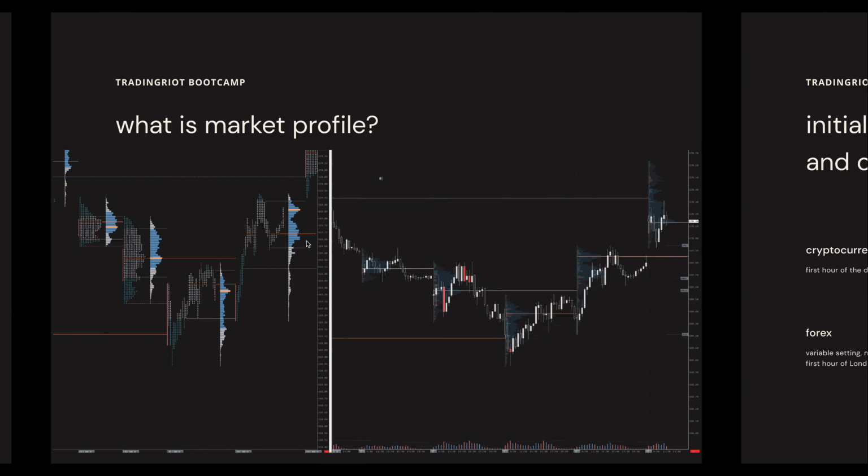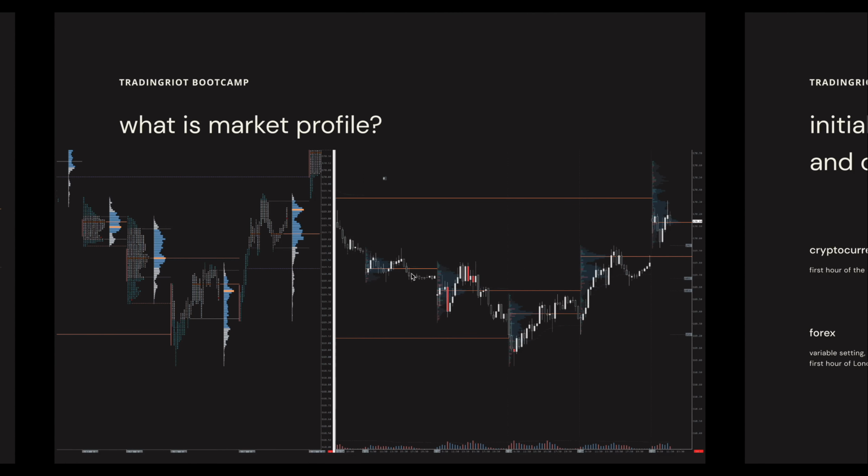To drive this point a little bit more in depth, you can see there is a TPO chart and there is a normal candlestick chart. There is a volume profile here as well, but you don't need to care about this that much now. Once again, this is the expanded day, so we will be talking about that one.